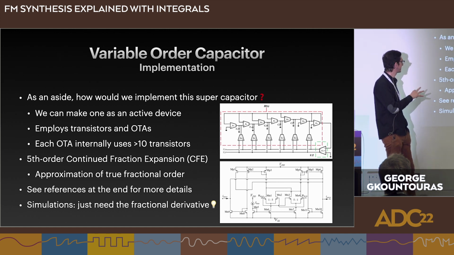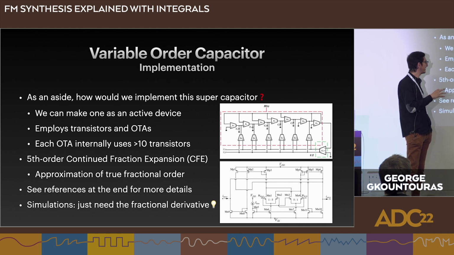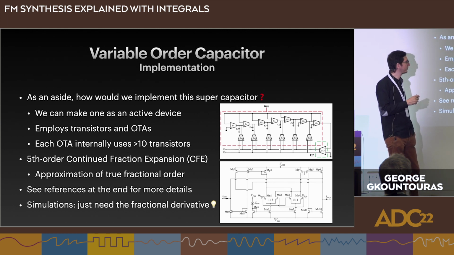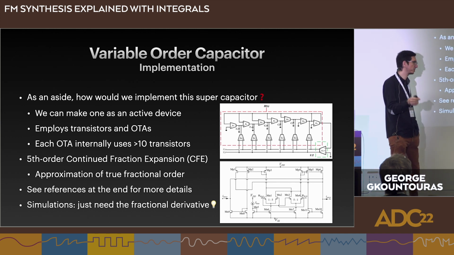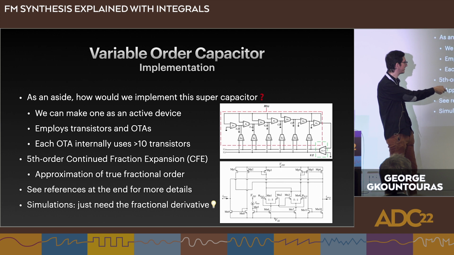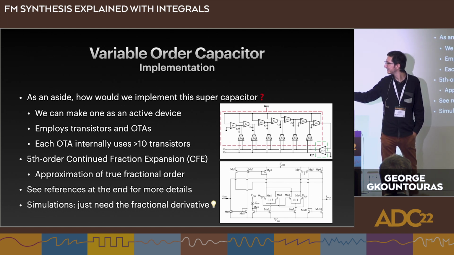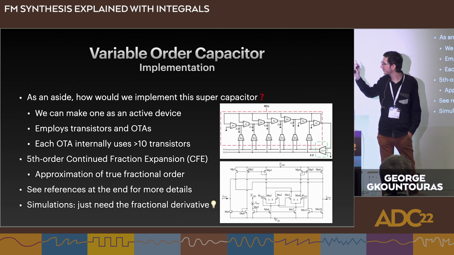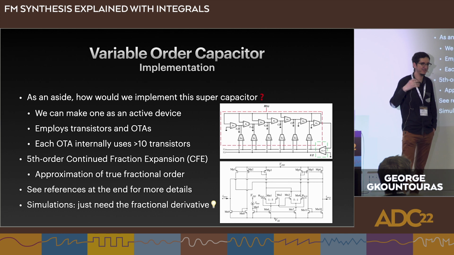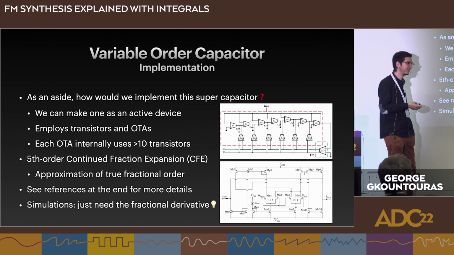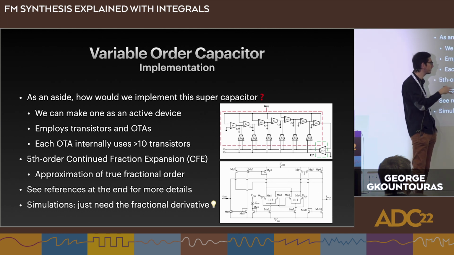You can make it, but you would have to use many transistors just to make a single fractional capacitor. So for example, each of these devices is an OTA. No, it's actually a controlled resistor, but uses an OTA internally, and then each OTA uses more than 10 transistors, so you would need 200 or 300 transistors to implement the structure, but you can do it.